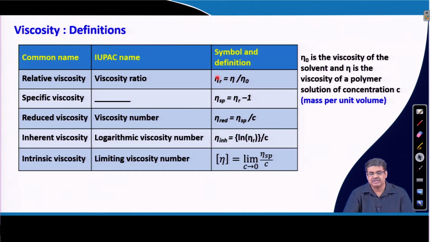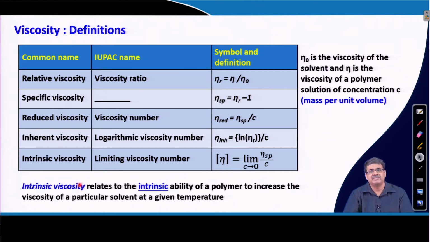Now, eta R is a ratio, so it is unitless. It should not be called a viscosity, it is a ratio of two viscosities. Hence, instead of naming it relative viscosity, IUPAC suggested to be more technically correct as viscosity ratio. Similarly, these other expressions are named by IUPAC, but even now most of the literature reports the older terminology when talking about these expressions.